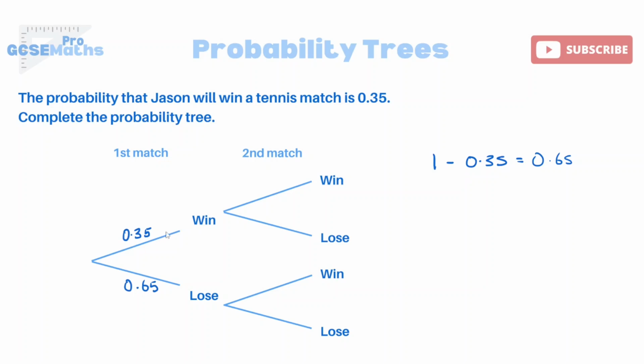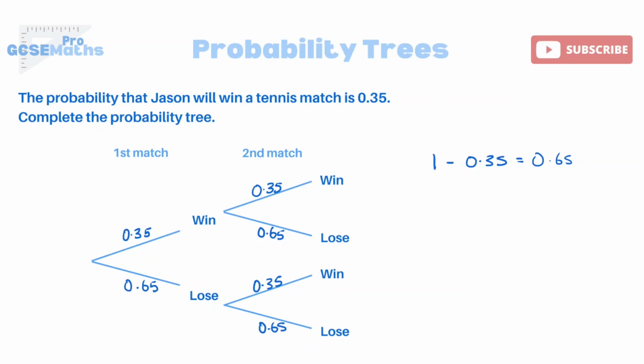In this case, we can assume that the winning chance, the probability of winning every match, whether it's his first match, second match, third match, fourth match, whatever, we just have to assume that the probability is always 0.35, okay? Because they haven't given us anything else to go by. Therefore, obviously, the probability of losing any match is still the 0.65. Okay, so each of these 3 sets of branches should add up to 1. So that's completing the tree.